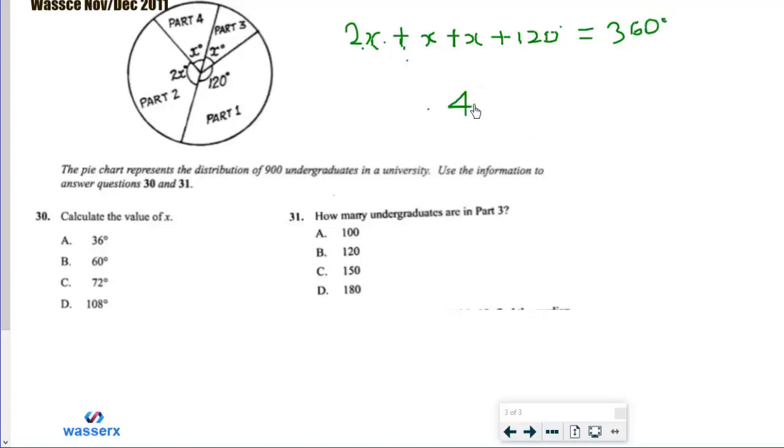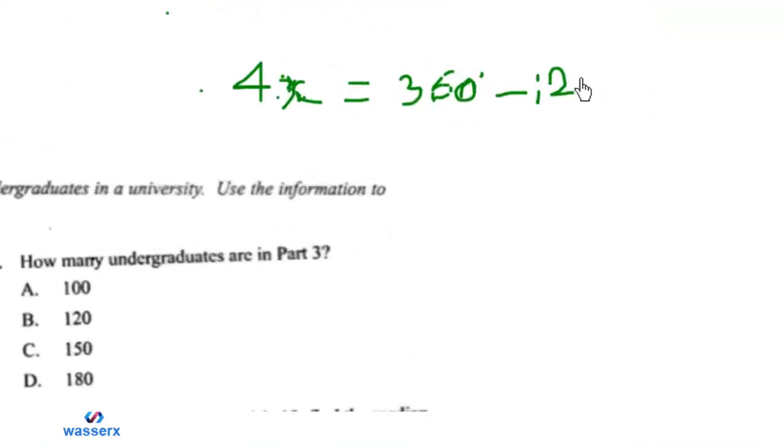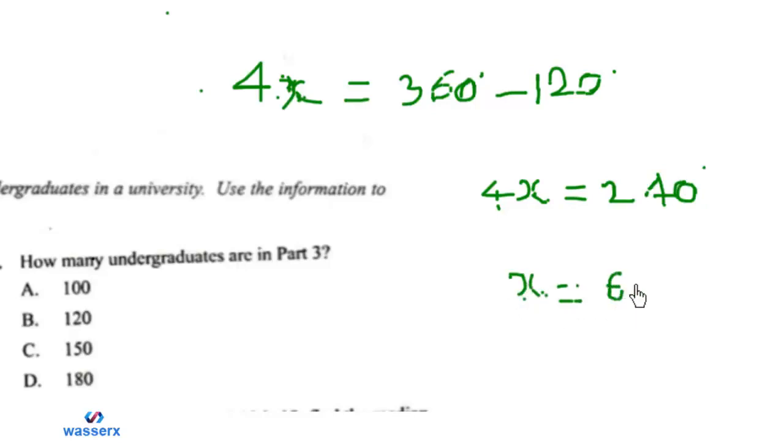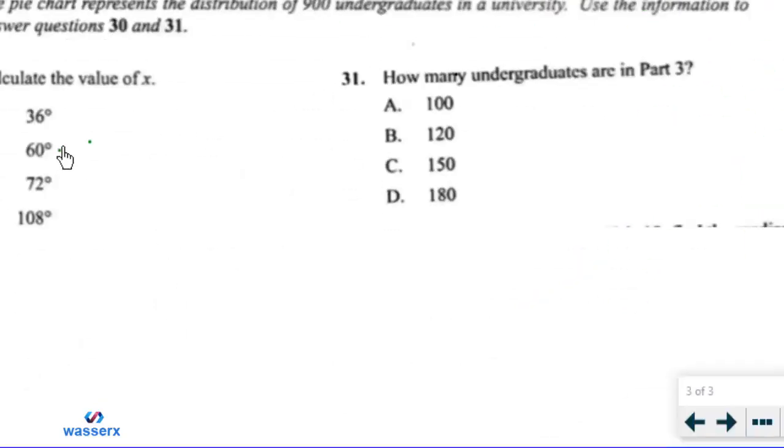So simplify this to obtain 4x is equal to 360 minus 120 degrees. So this is going to give us 4x is equal to 240 degrees. So dividing both sides by 4, our x will be equal to 60 degrees.